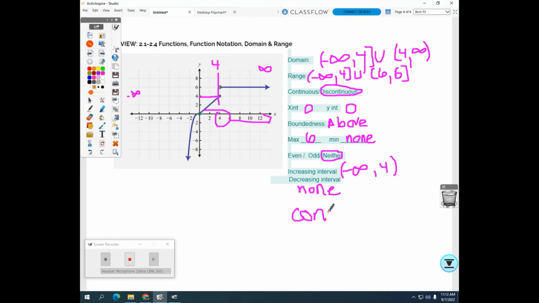Sorry for my handwriting on the screen. So it's constant. I'm just going to abbreviate. So it's constant from 4 to infinity. Hope this helps you review.